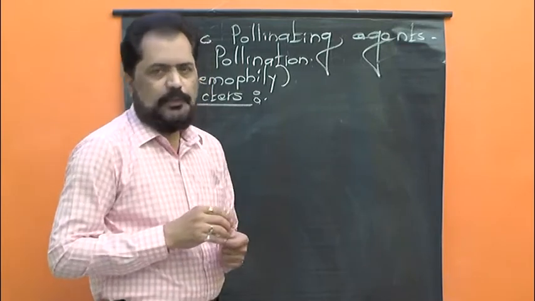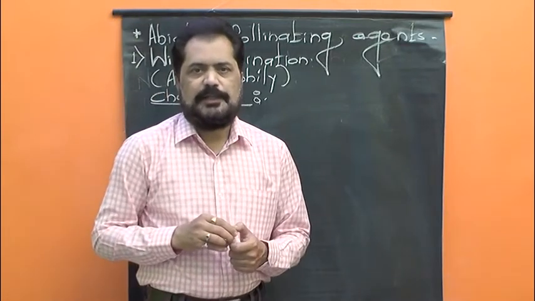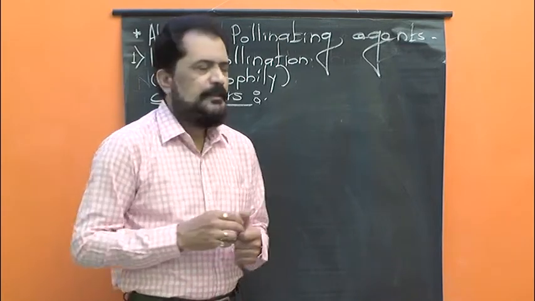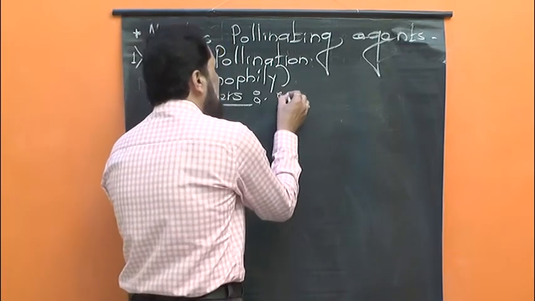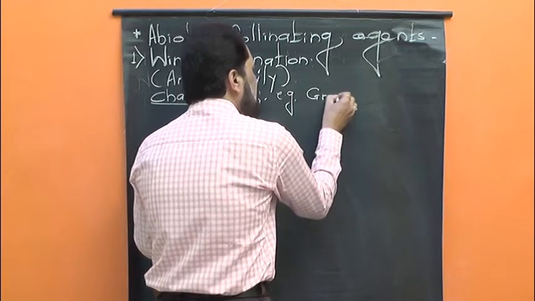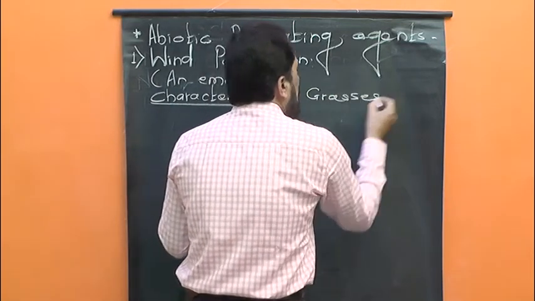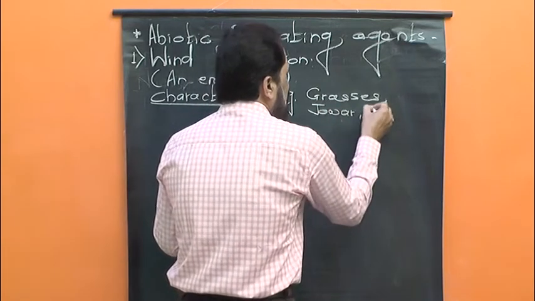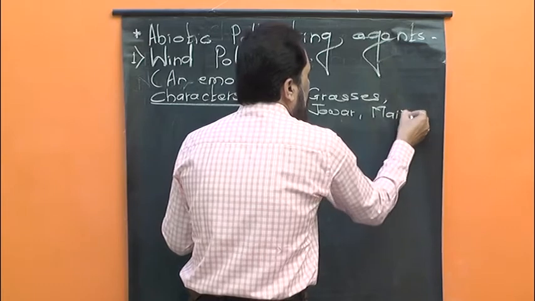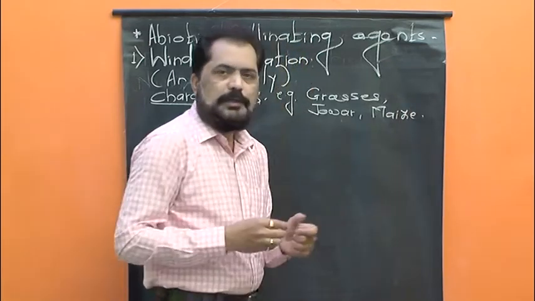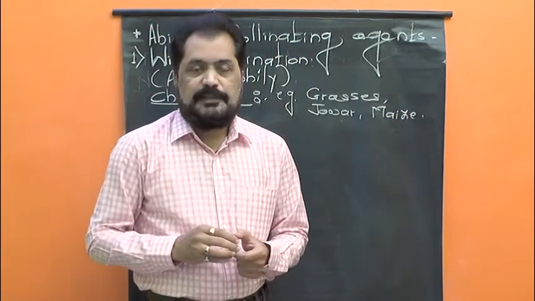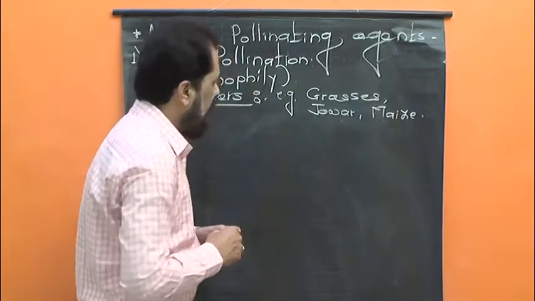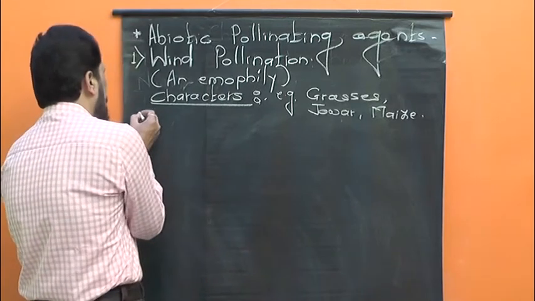First of all, let me tell you that anemophily is mostly seen in monocot plants. Say, anemophily is mostly seen in grasses. We can say in monocot plants such as jawar, maize, coconut palm, date palm, cannabis, etc. So let us talk here about the characters of anemophilous flowers.